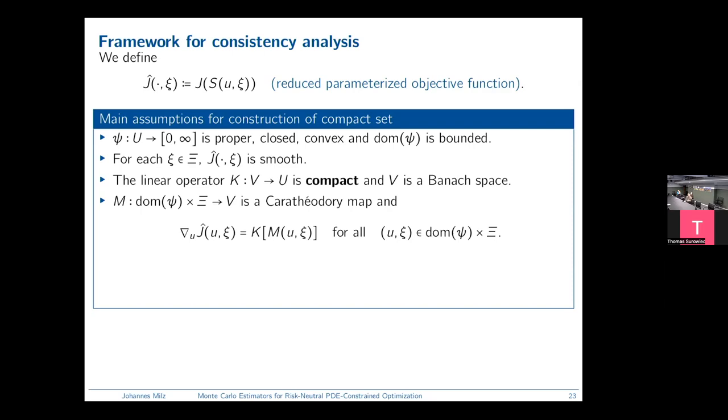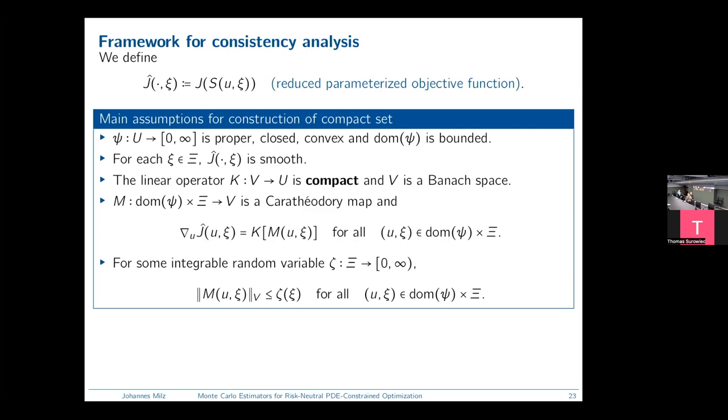And now here comes this gradient identity we have seen for the special case of semilinear problems. So we require the existence of a compact operator K that maps from a Banach space to our decision space, our control space. And we also suppose we are given a function M, which should be a Carathéodory map, in such a way that the gradient of this reduced parameterized objective function is equal to evaluations of K at M of u and xi.